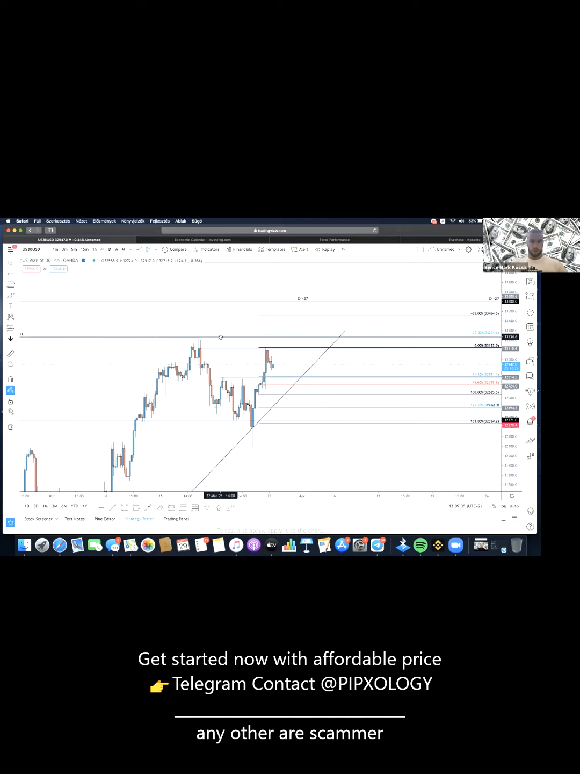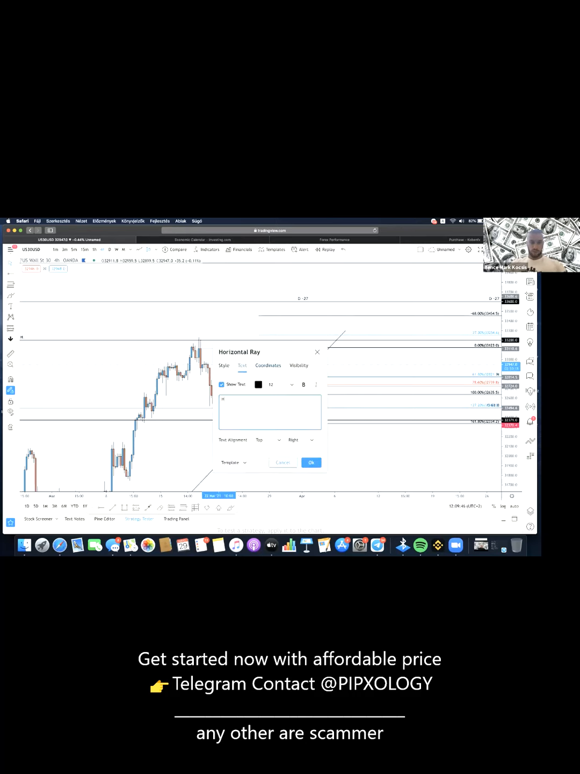So let's use the 200 for the first target. H4 61.80, H4 78.60.